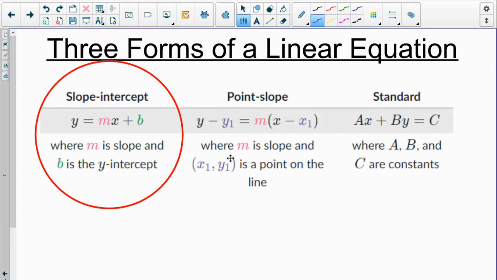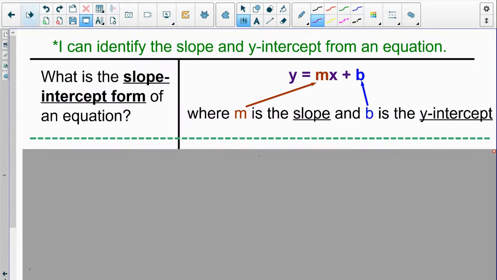Point slope form is a little bit different. That's when you're given the slope, again, which is m, and you have an ordered pair, like a point on the line that you know of, not necessarily the y-intercept, but some other random point. And then our third form here is standard form. That's what we talked about last week in our day 3 lesson. And that's where we would do the cover-up method to find the two intercepts, and then graph using standard form, our intercept method. So today we're going to focus on slope-intercept form instead.